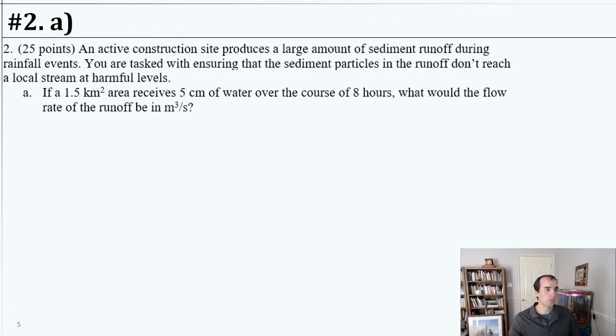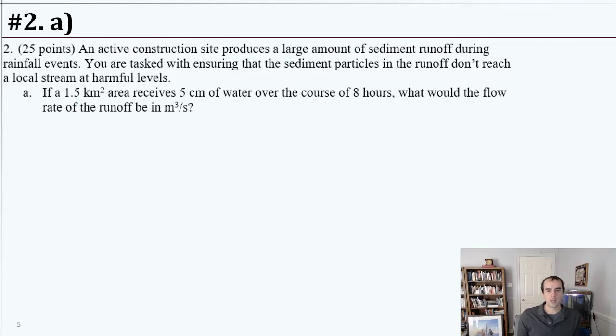Okay, moving on to problem 2 here. We have an active construction site that's producing a large amount of sediment runoff during rainfall events. You are tasked with ensuring that the sediment particles in the runoff don't reach a local stream at harmful levels. And so it says, if a 1.5 square kilometer area receives 5 centimeters of water over the course of 8 hours, what would the flow rate of the runoff be in cubic meters per second?